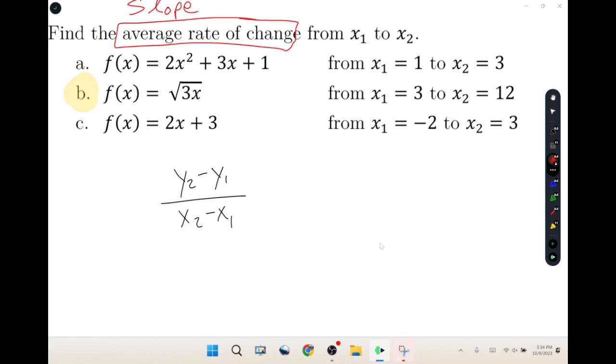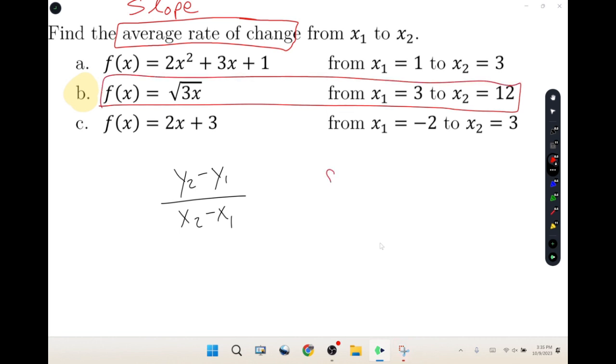Yeah? Plug and chug? So if we're doing B, I'm sorry if I didn't say that. If we're doing B, we're doing F of 1 or 3? Because I see a 1 and I see a 3. 3. Yep. The 1 is just an indicator. It's not real. It's not in the problem at all. Equals root 3 times 3, which is what?